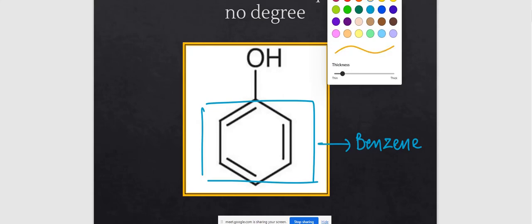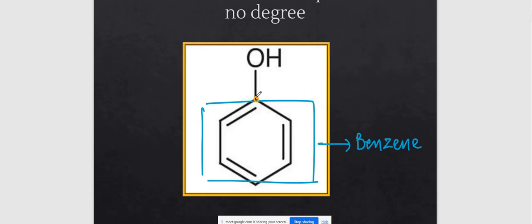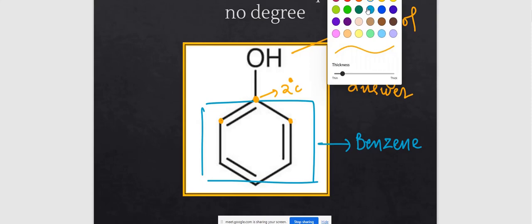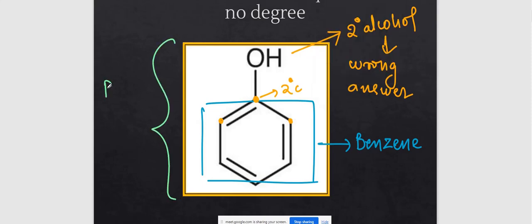2 degree alcohol. The alcohol is attached to this carbon, which is further attached to two more carbons. So this is 2 degree carbon. So we take it as 2 degree alcohol, right? Generally. But if you say it is 2 degree alcohol, then this is a wrong answer. Why is it so? Because this given compound doesn't belong to the alcohol functional group. This completely belongs to the phenol family.